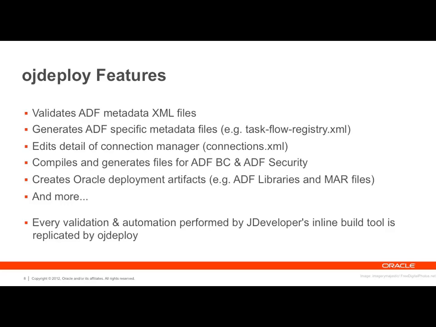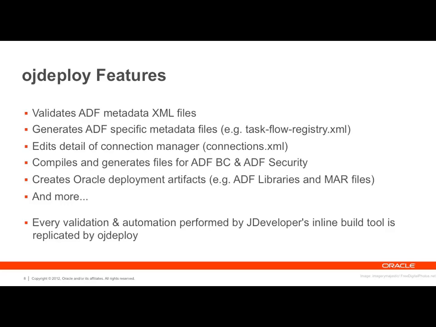And it's not just validating them from an XML hierarchy point of view, making sure you've got the right opening and closing tags and attributes. It does all the other sort of checking, like making sure you're entering the right values for particular attributes based on code elsewhere in your application. So all those smarts you get at design time, you now also get at build time from the command line ojdeploy utility.